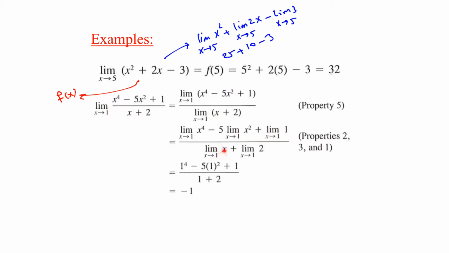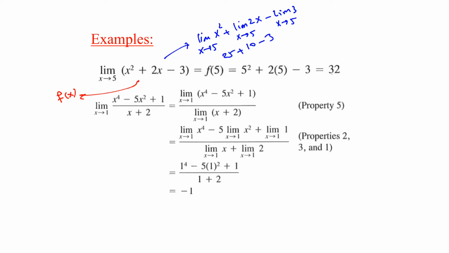The limit of x plus 2 is the limit of x as x approaches 1 plus the limit of 2 as x approaches 1. These use the addition and subtraction properties, and also the constant property. The limit of x^4 as x approaches 1 is 1 to the power of 4. The limit of x^2 as x approaches 1 is 1 to the power of 2. The limit of 1 as x approaches 1 is 1. Similarly, the limit of x as x approaches 1 is 1. The limit of 2 as x approaches 1 is 2. Therefore, this limit is negative 1.